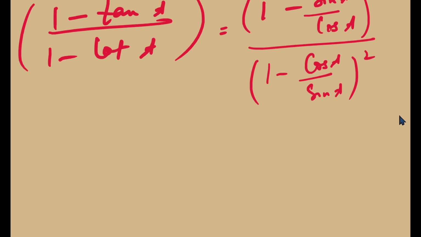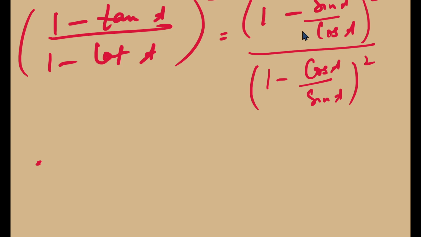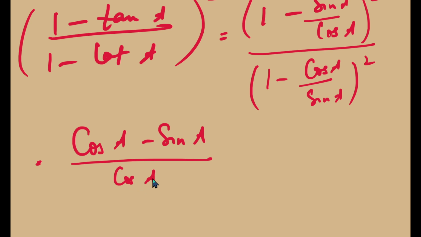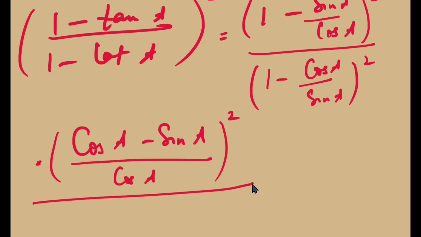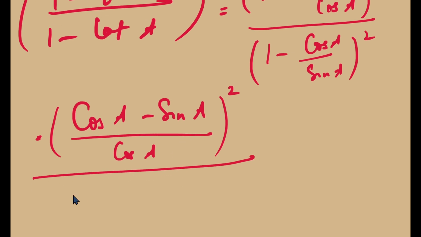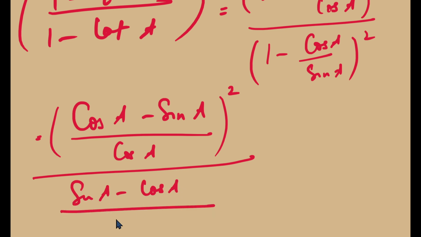So if you square it, using the same technique as we did previously, by making the denominators common, you get cos a minus sin a upon cos a, and the whole thing squared, and this is being divided by sin a minus cos a upon sin a, and this is also squared. Now how can we simplify this?